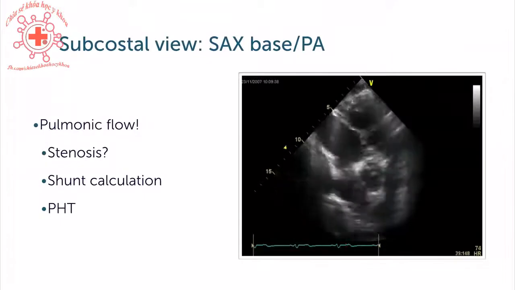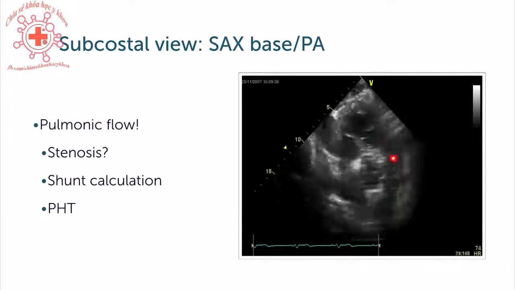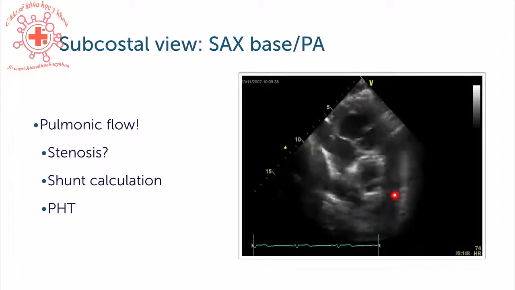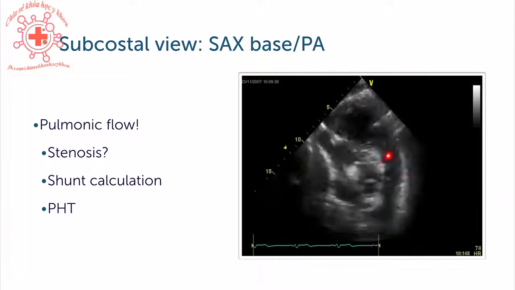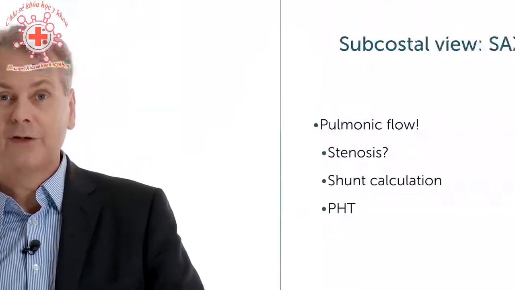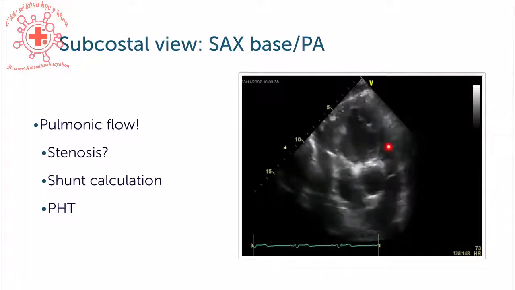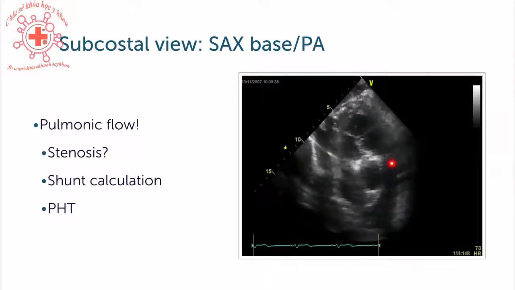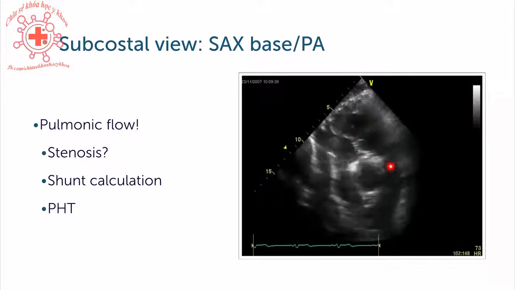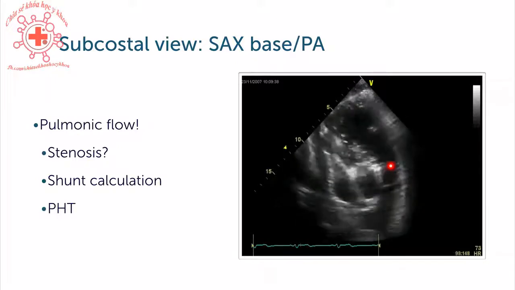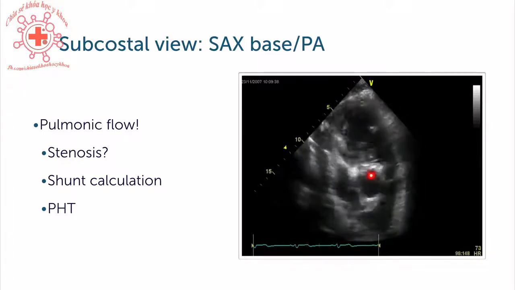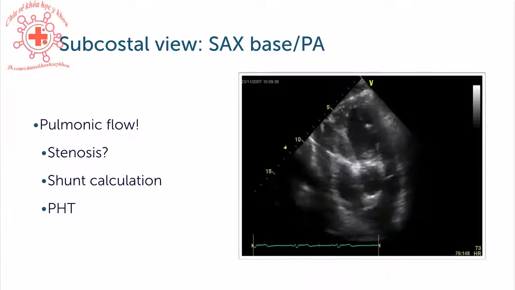So why is this view important? Because we want to assess pulmonic flow. There's probably no better way of looking at pulmonic flow than from the subcostal view. I even prefer this view, if it's possible, to the parasternal view of the pulmonary artery. Here we can detect stenosis. Here we can even perform shunt calculations. We can look at the acceleration time to detect pulmonary hypertension and much, much more. In addition, note that the aortic valve can even be seen here in a short axis so that we can assess the opening motion as well.